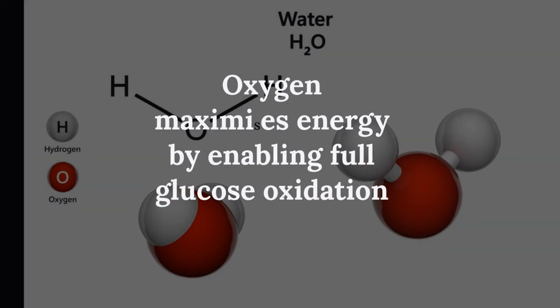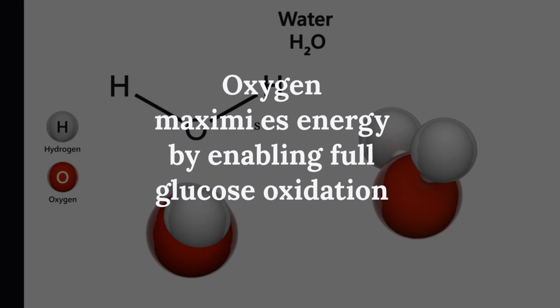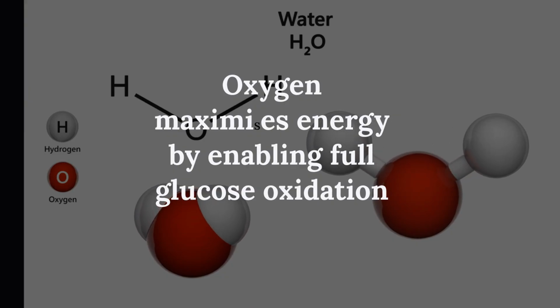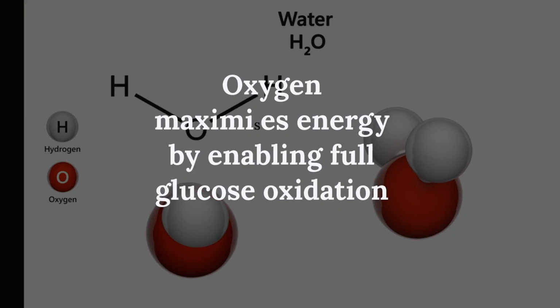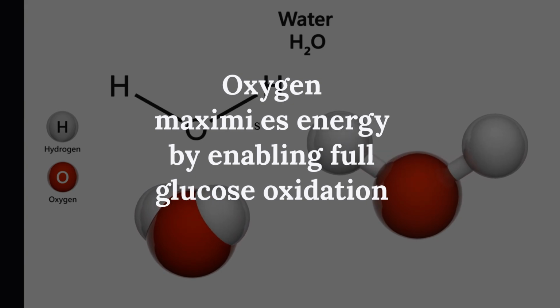Oxygen is critical in aerobic respiration as the final electron acceptor. It combines with hydrogen ions and electrons to form water. Without oxygen, the electron transport chain would halt. This would force cells to switch to less efficient anaerobic respiration. Oxygen ensures complete glucose oxidation, maximizing energy release.